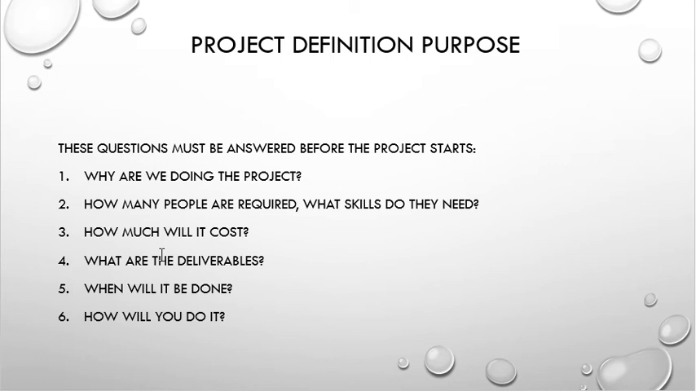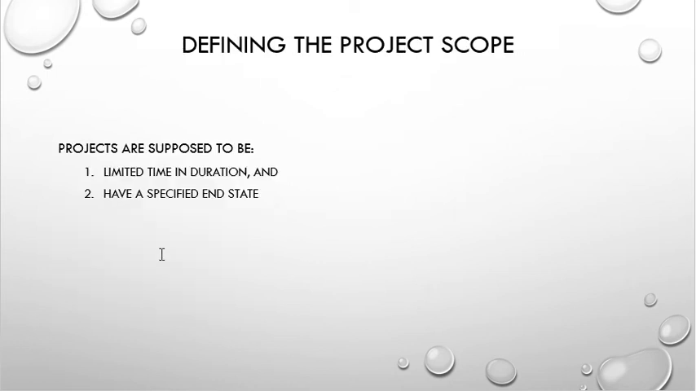Also, we need to know when does it have to be done, and the last thing is how will you do it? What are the steps that have to be done to work this from the very beginning to the very end of it? So, projects are supposed to be limited time and duration and have a specified end state. That helps us determine what the project scope is.